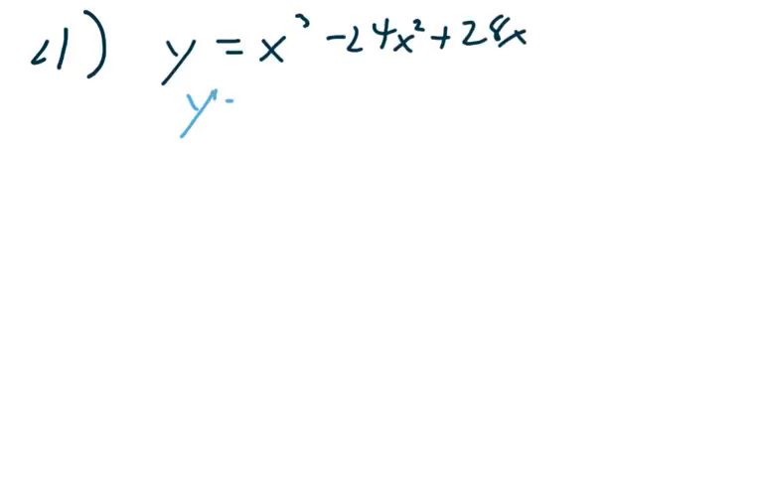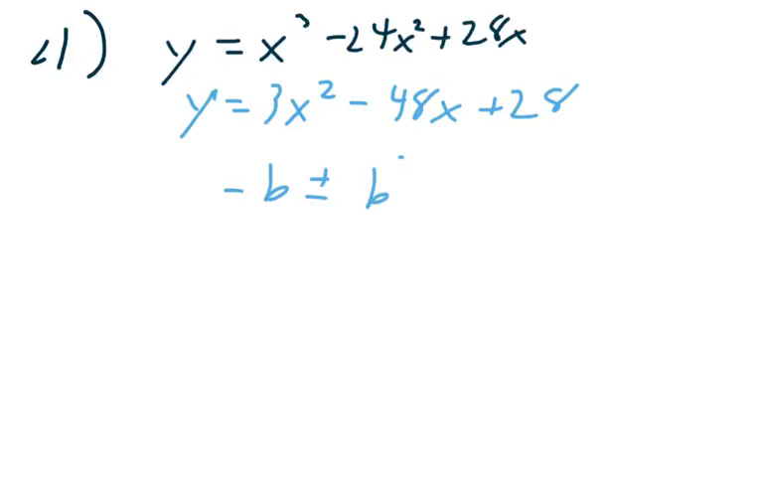Alright, for problem number 21, we're asked for the critical values. The critical values are simply when the derivative is equal to 0. So we got the derivative is 3x squared minus 48x plus 28. And when we try to factor this, it doesn't work. So we're going to use the quadratic formula.